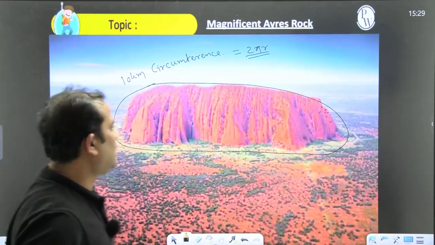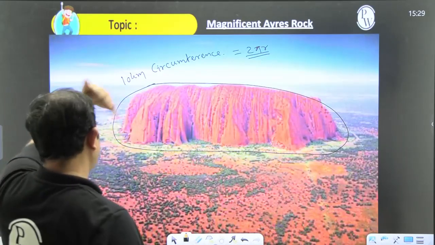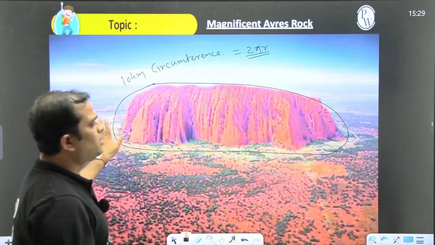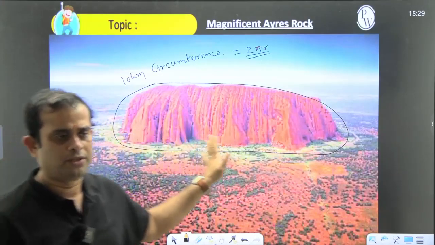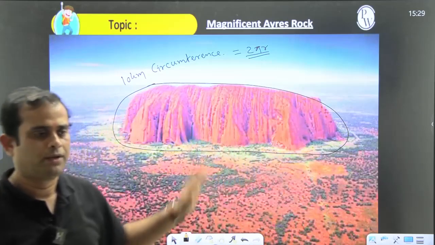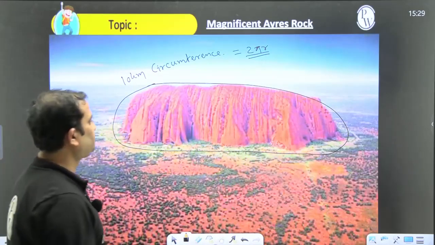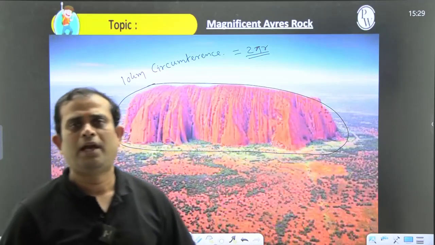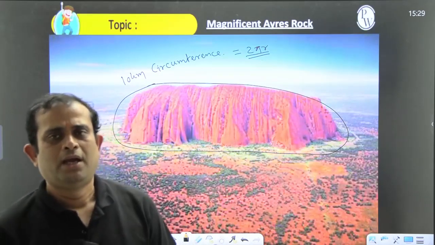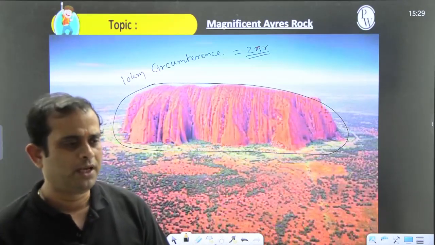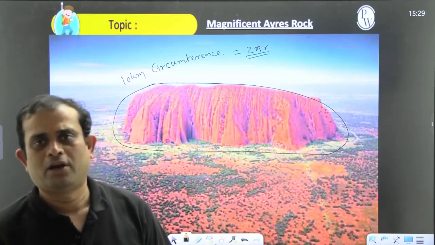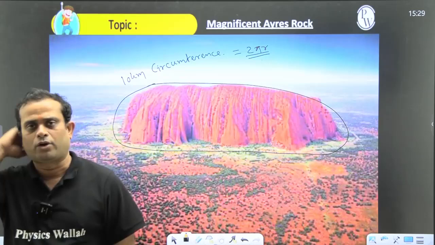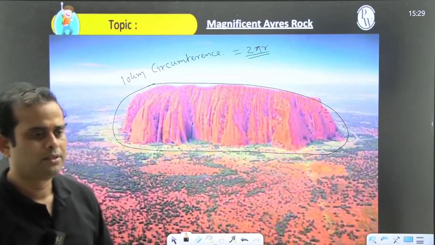How beautiful it looks. It is the major tourist attraction in Australia, you can say. Major tourist attraction here, right? This is basically an ancient igneous mountain, or you can say granite rock. This particular mountain.